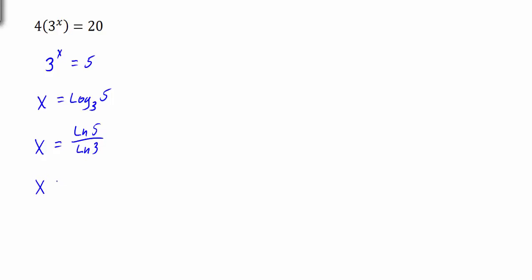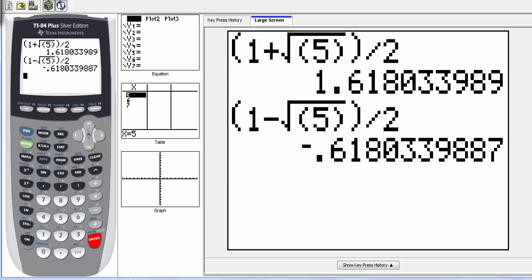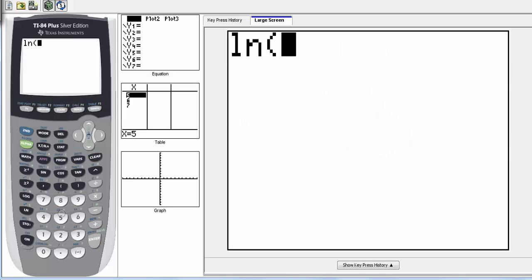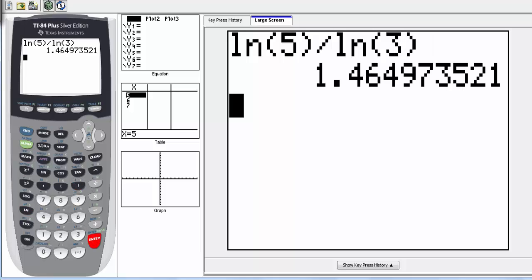And if we put that into the calculator, ln of 5 divided by ln of 3, we get approximately 1.46.